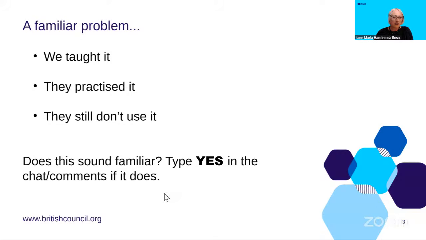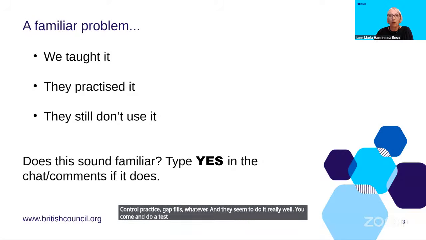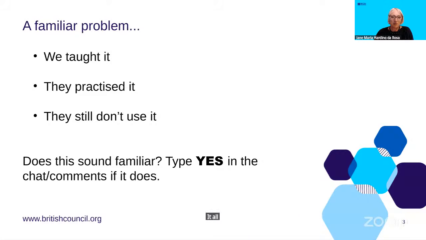So we've got this kind of familiar problem that we teach it and they practice it. We always give them controlled practice, gap fills, whatever, and they seem to do it really well. You come and do a test, they do that really well. But when it comes to communication, it all just seems to disappear.